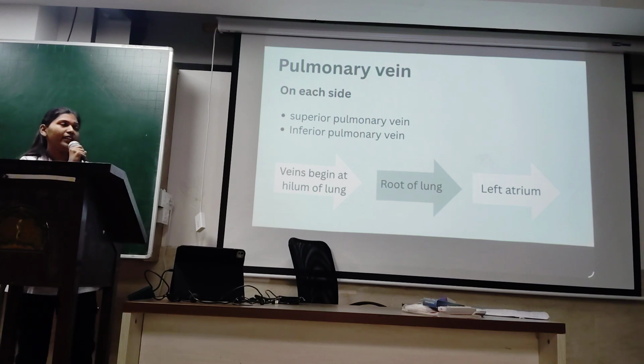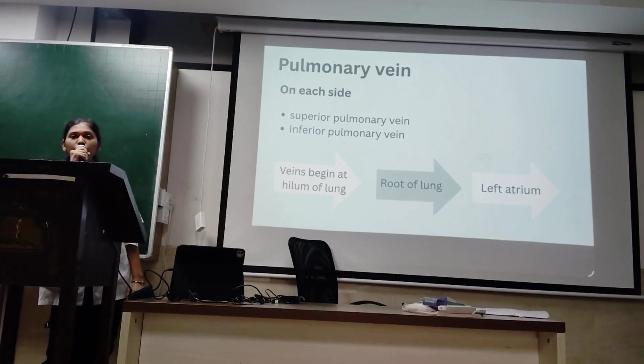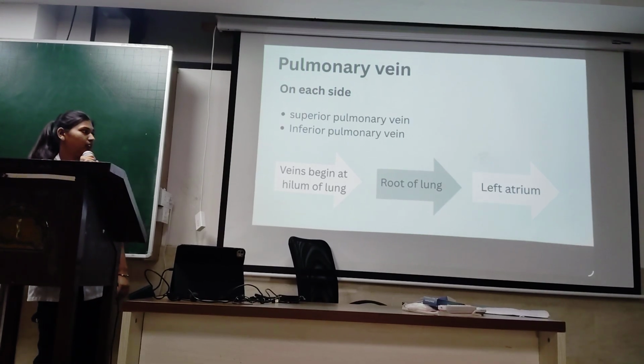Now pulmonary veins. These pulmonary veins carry oxygenated blood from the lungs back to the heart, into the left atrium. On each side there is a superior pulmonary vein and an inferior pulmonary vein. These veins begin at the hilum of the lungs, then pass through the root of the lungs and then into the left atrium.